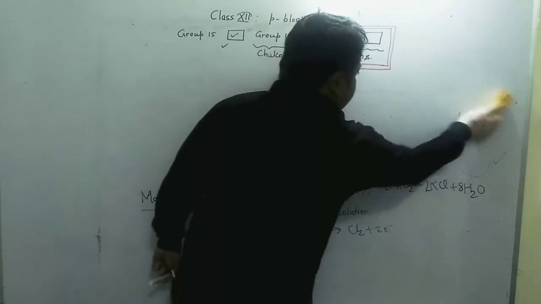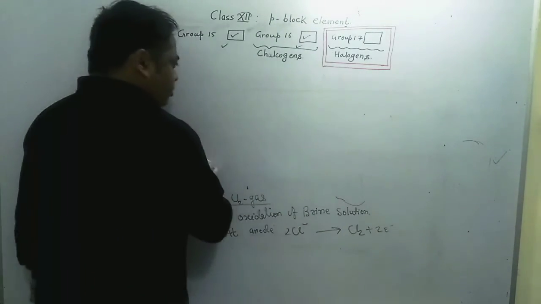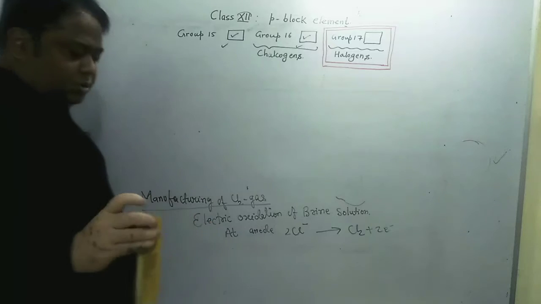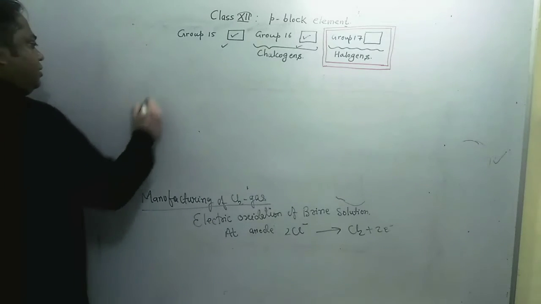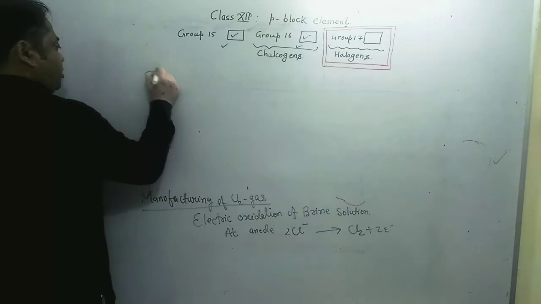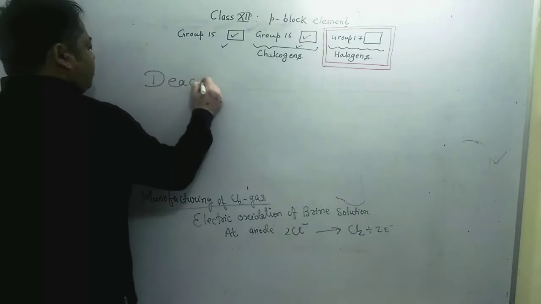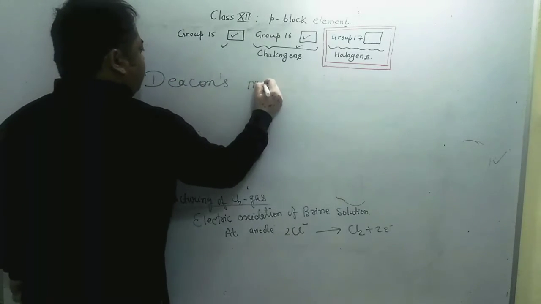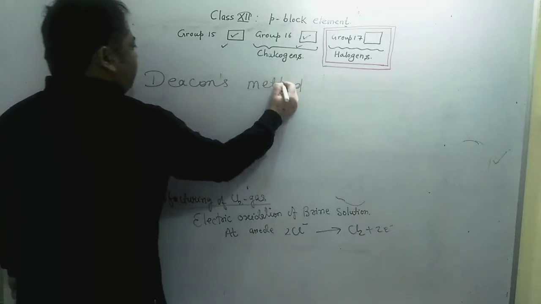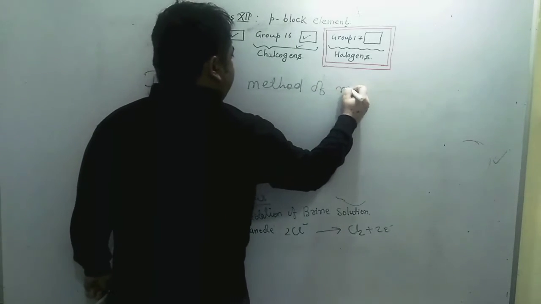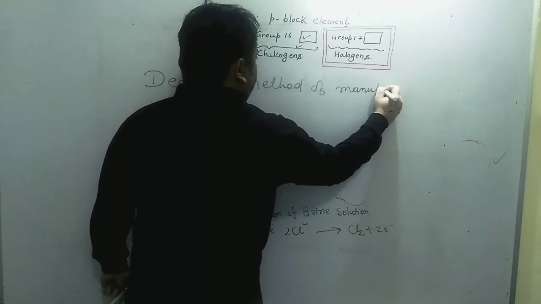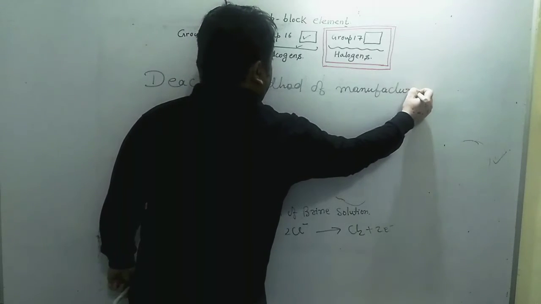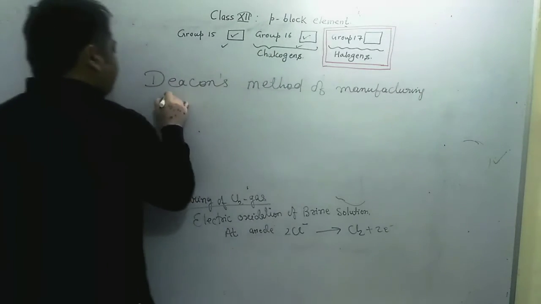When the story of oxidation goes on, how come oxygen will not come? Oxygen itself is a very good oxidizing agent. So Deacon's method of manufacturing chlorine gas.